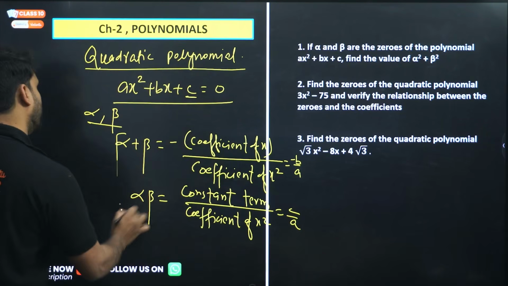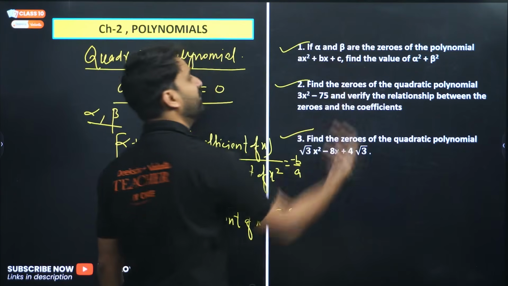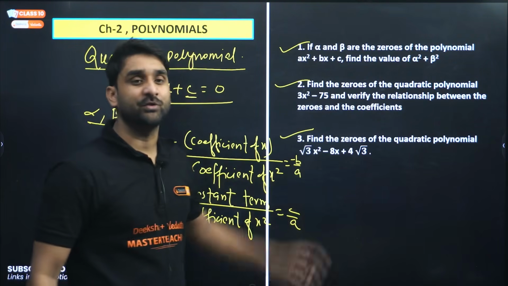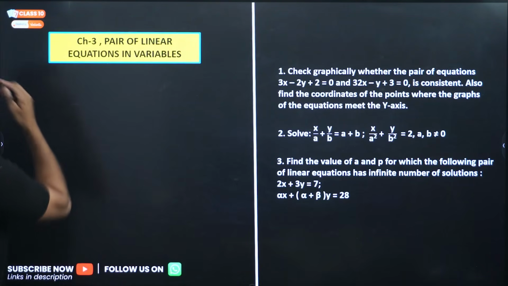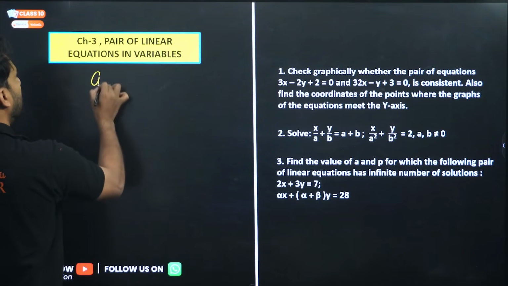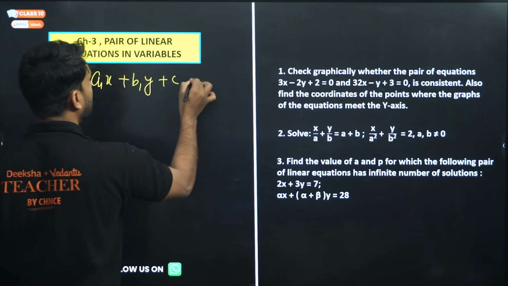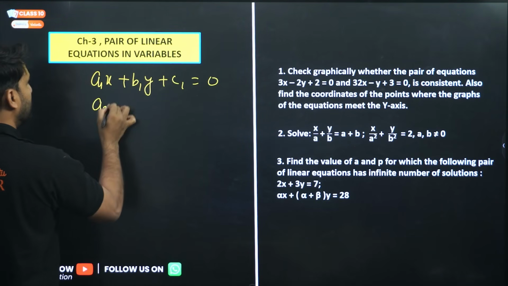So these two formulas are very important, and 3 questions for you all, very powerful questions. Go and practice these questions. Moving to the next chapter, chapter number 3, pair of linear equations in 2 variables. So my dear, a pair of linear equations in 2 variables comes in this format, right?